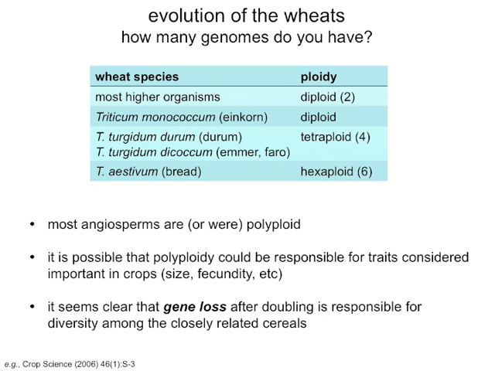In fact, it has recently come to be understood that most angiosperms, that is flowering plants, are or have been in their past polyploid. So it seems like this is a common occurrence in plants, in particular in crop plants. Many crop plants tend to have polyploidy. It is possible that polyploidy could be responsible for traits considered important in crops. So this is a simple answer: more chromosomes means bigger, more fertile, etc. Not necessarily true, but there could be some truth in that.